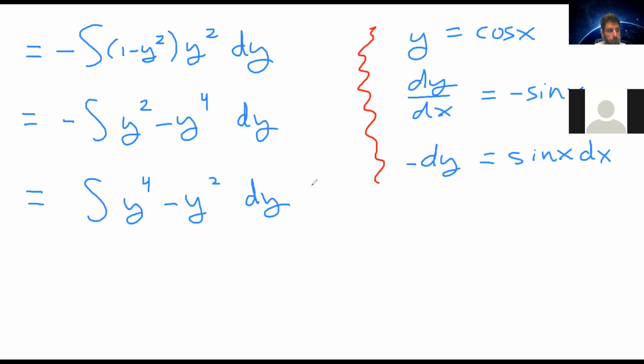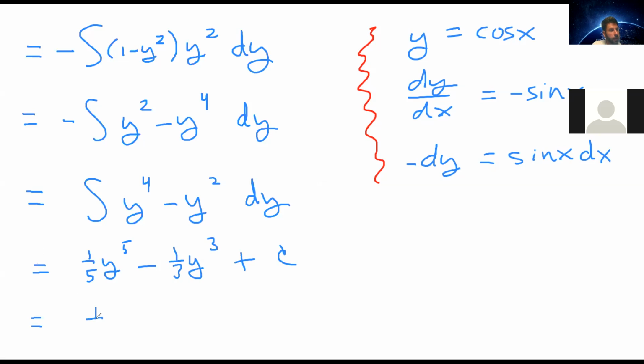Does anybody have a question about this piece? I'm not done yet. I've only rewritten my integral from one form which I couldn't integrate to a form in which I can now integrate. Technically, since we learned this. So how do you integrate to the fourth power? This is 1/5 y to the 5th minus 1/3 y to the 3rd plus our arbitrary constant.